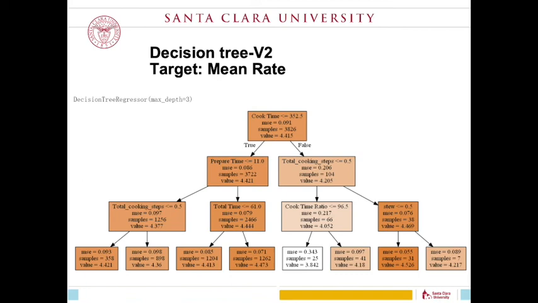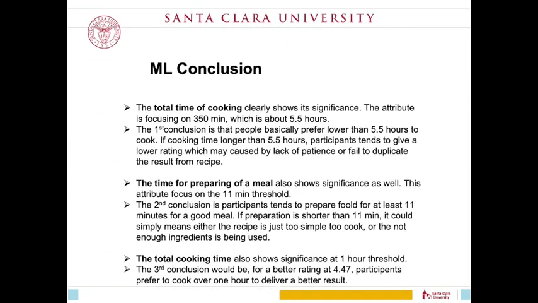So our final conclusion after analyzing this machine learning decision tree would be four parts. For the machine learning conclusion, there are four significant points we can draw from our decision tree. The first one is the total cooking time. The conclusion is very simple: try to find a recipe that takes less than 5 hours of cooking. When you cook longer than 5 hours, a lot of things could go wrong, and you may not be able to duplicate the result from the recipe.